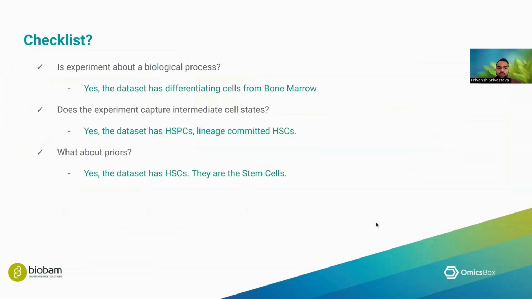Okay, so before we actually start doing the analysis, let's first revisit our checklist. Is this experiment about a biological process? The answer is yes, because this has differentiating cells from the bone marrow. Does the experiment capture intermediate cell states? The answer is yes, because all of these cells are HSPC cells, and some of them are lineage committed. And what about the priors? Yes, we do know that we have the hematopoietic stem cells, which are pure stem cell-like cells in our data set. So we will put them as the root cells or the starting points for the trajectory.